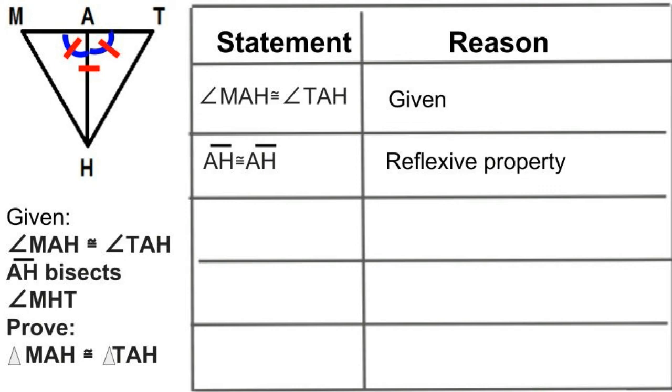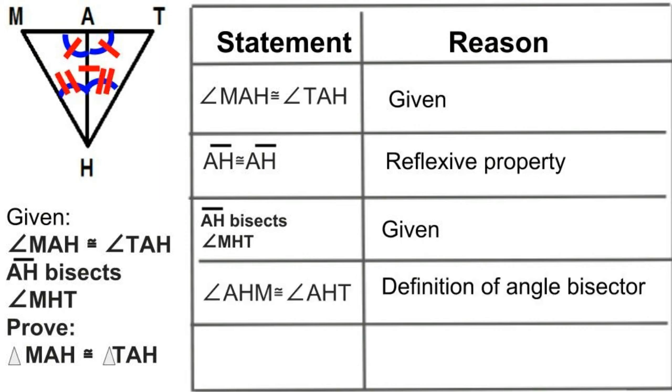The third statement is segment AH bisects angle NHT, and that is given. The third statement implies that angle AHN is congruent to angle AHT, and the reason is the definition of angle bisector.